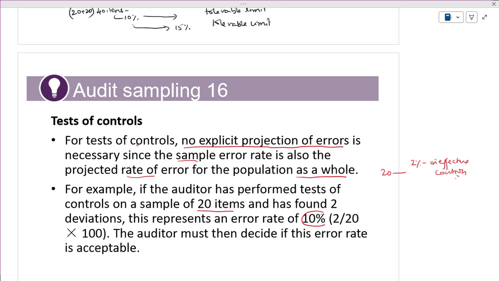No, one minute. They have 20 items, and on those 20 items they find two are ineffective controls. Means how much is the error rate? Error rate is 10%. This is for controls, to know whether the controls are effective or not. Now, the error rate is 10%. Again, we will compare this 10% with the limit that has been set.